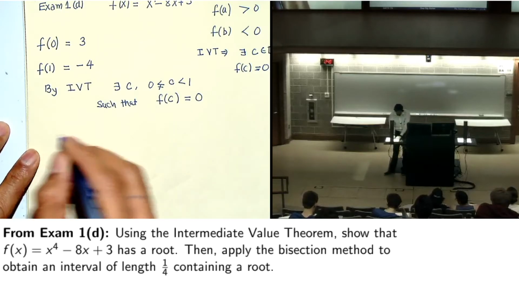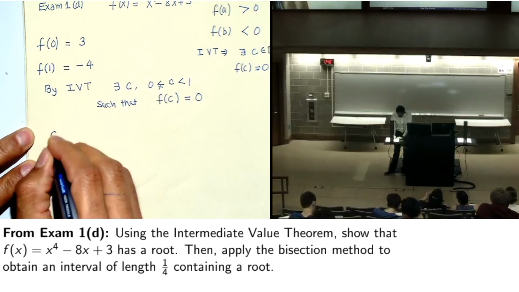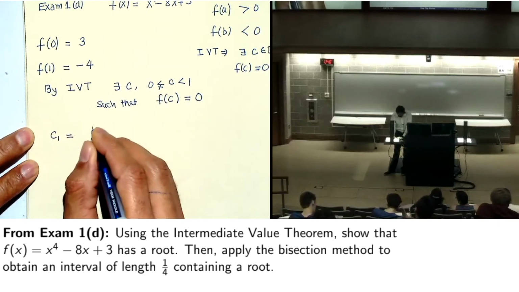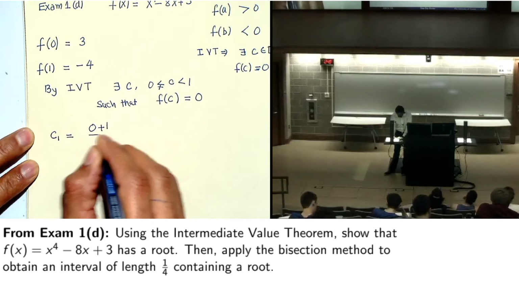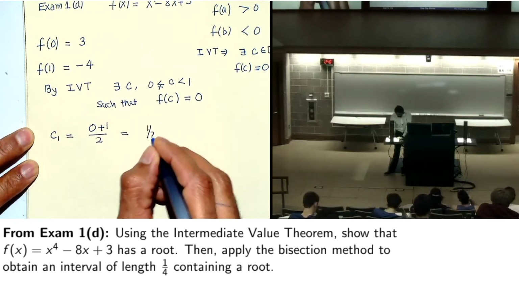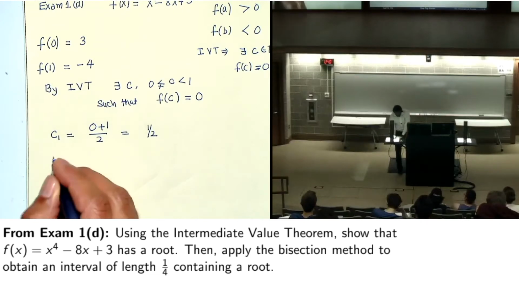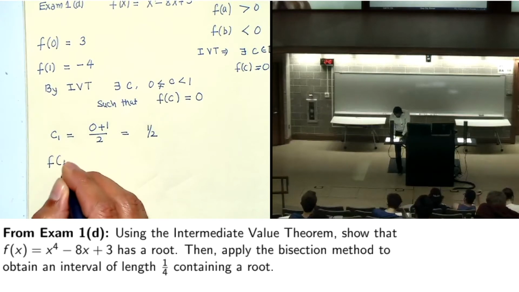How the bisection goes, you compute the midpoint of this for the next iteration. For C1, I go 0 plus 1 divided by 2, and that gives you basically 1/2. I divide the interval into half. And now I compute the value of the function at C, or 1/2.